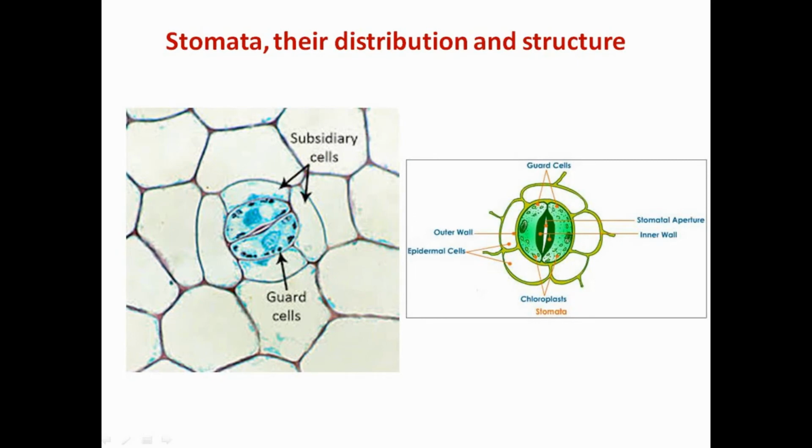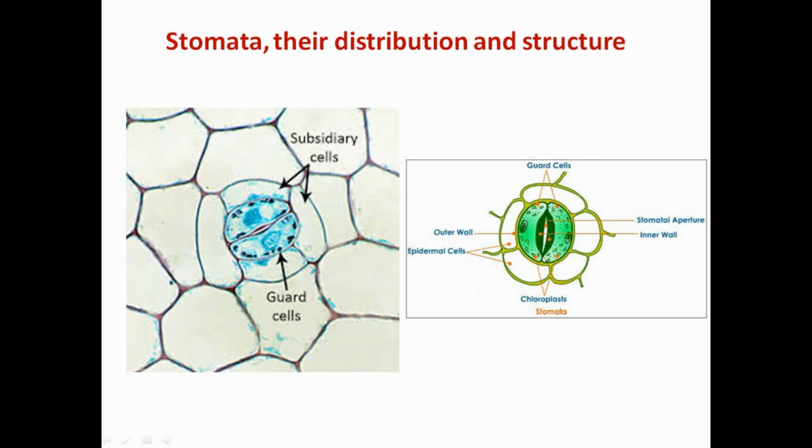Next, stomata, their distribution and structure. Stomata are small openings bounded by two guard cells. They are mostly present on the leaves and a few are present on the young stem. Each stomata has a slit-like pore caused by the separation of guard cells.